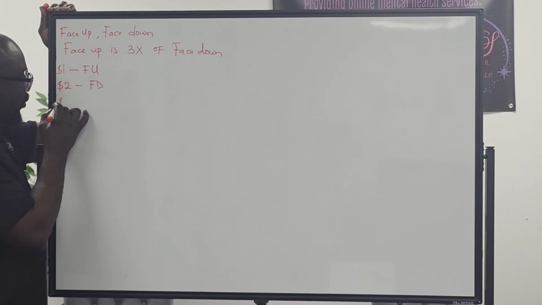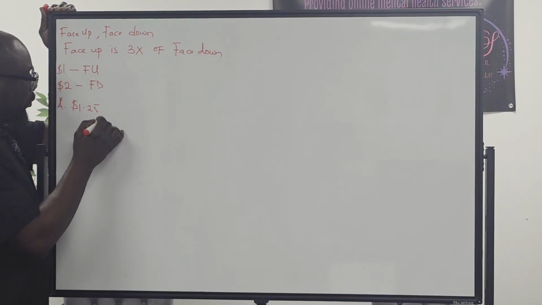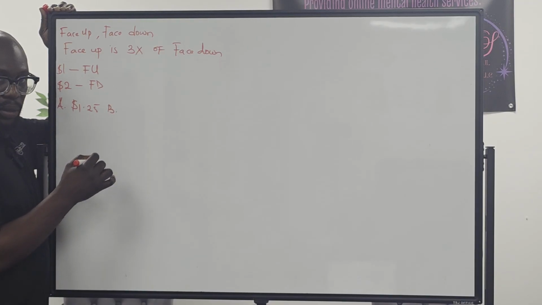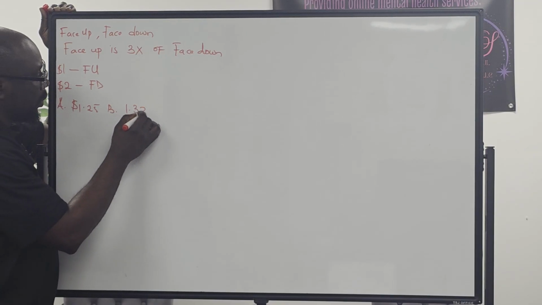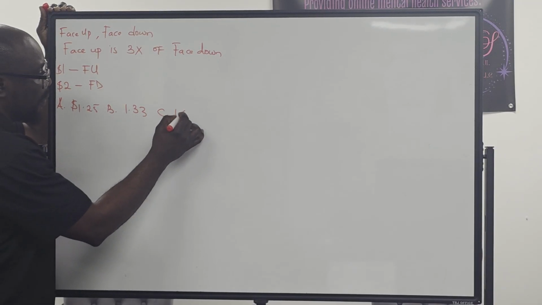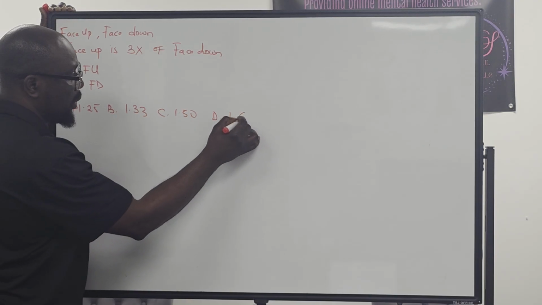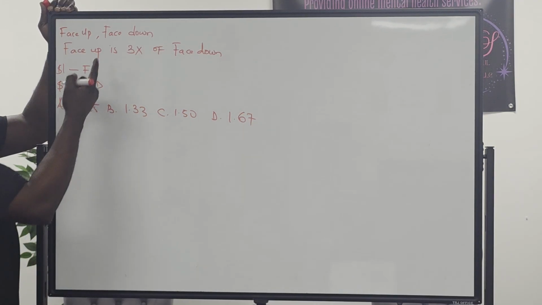To the nearest cent, what is the expected value of each toss of coin C in this game? And they gave us A, 1.25, B, 1.33, C, 1.50, and then D, 1.67. So let's quickly solve this.